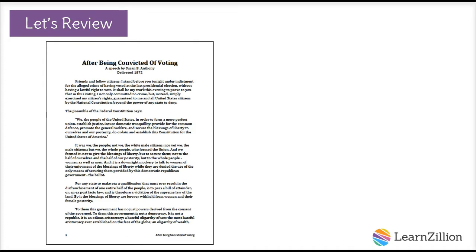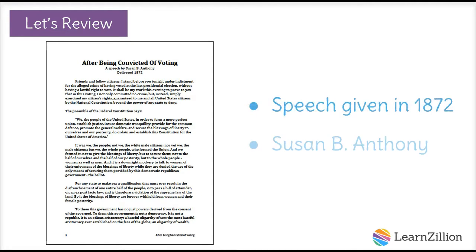We've been reading and rereading the speech after being convicted of voting. Remember, this speech was written and given in 1872 by Susan B. Anthony, a pioneer for women's rights and suffragist. She gave this stump speech in all 29 postal districts of Monroe County, New York, during the 1872 presidential election.